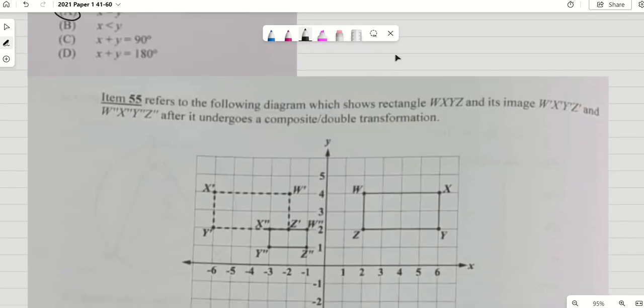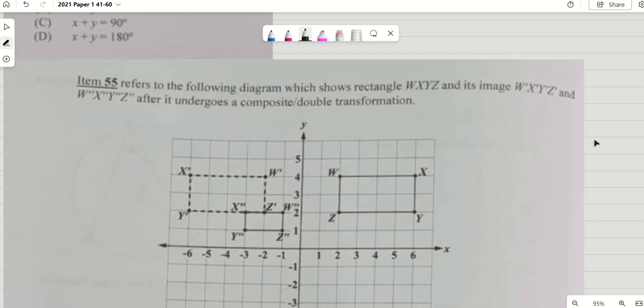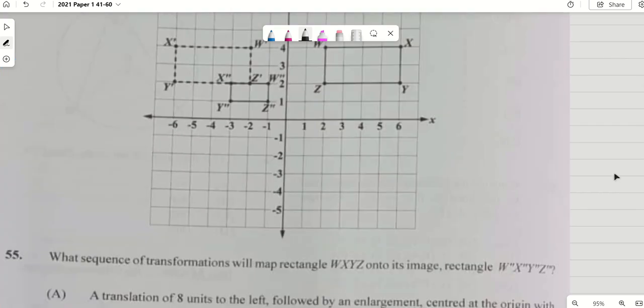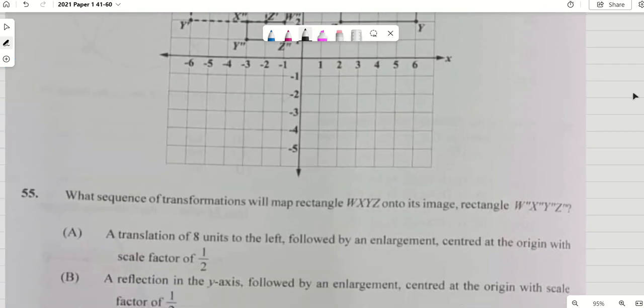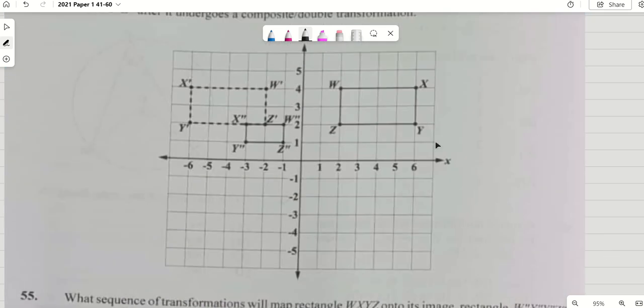So let's look at number 55. 55 refers to the following diagram, which shows rectangle WXYZ and its image first prime WXYZ and second prime WXYZ, after it undergoes a composite or double transformation. So it went to your first one and then went to your second one, right? That's basically what it tells you. What sequence of transformation will map WXYZ onto second prime WXYZ?